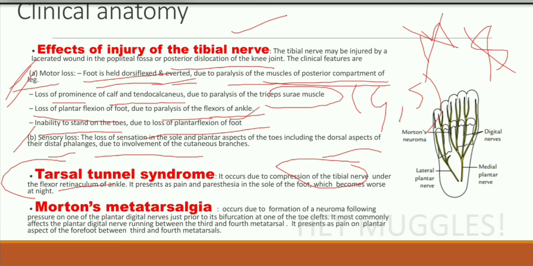The patient presents with pain and paresthesia in the sole of the foot, which becomes worse at night, right? So the patient presents with pain and paresthesia in the sole of the foot. What is paresthesia? Paresthesia is basically a tingling or pricking-like sensation, an abnormal sensation, right?